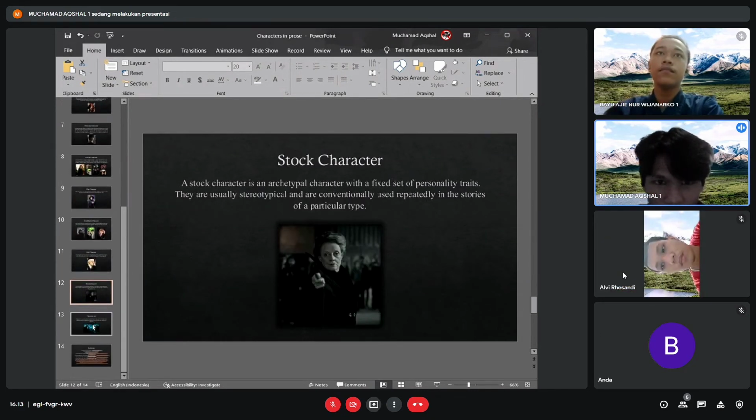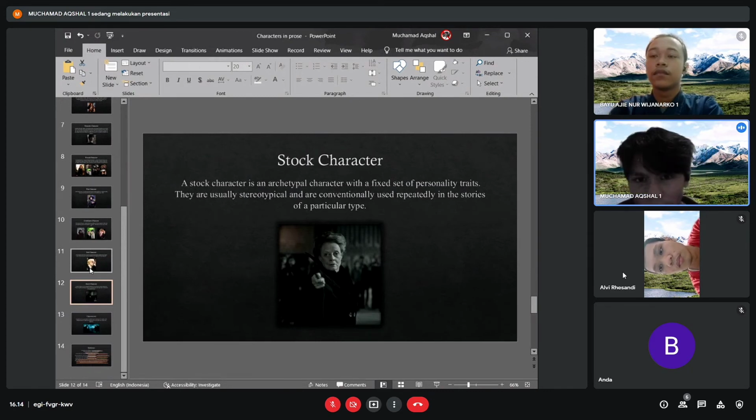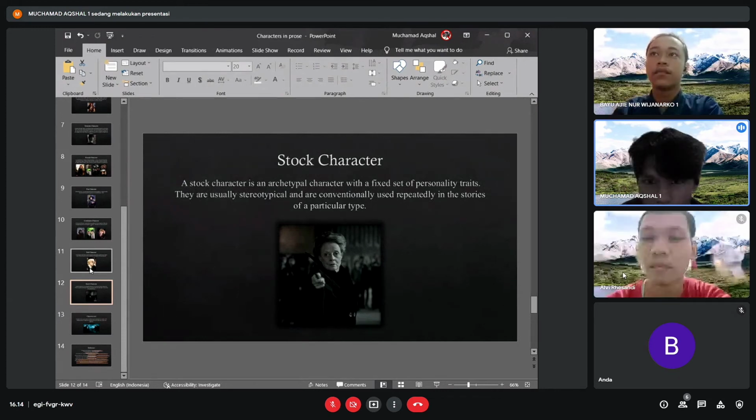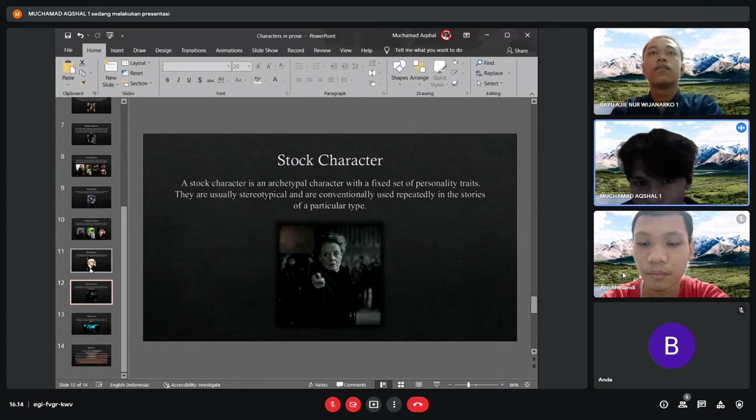Next one is stock character. So a stock character is an archetypal character with a fixed set of personality traits. They are usually stereotypical and conventionally used repeatedly in stories of a particular type. And again, Mrs. McGonagall is one of the examples of the stock character.